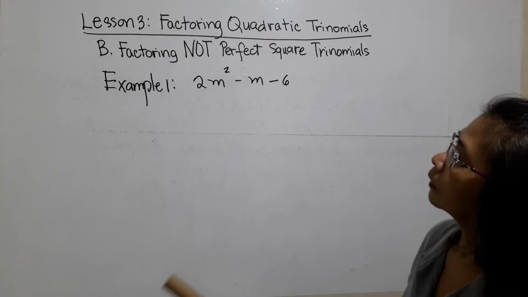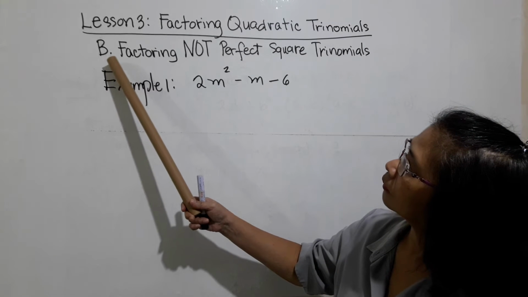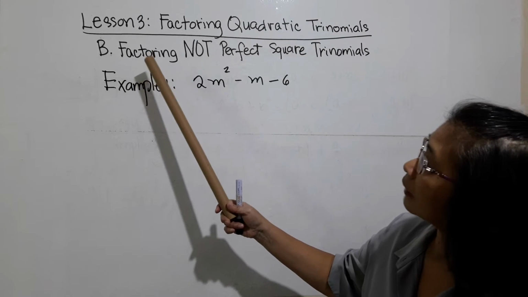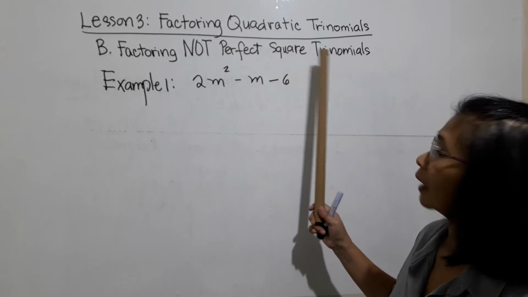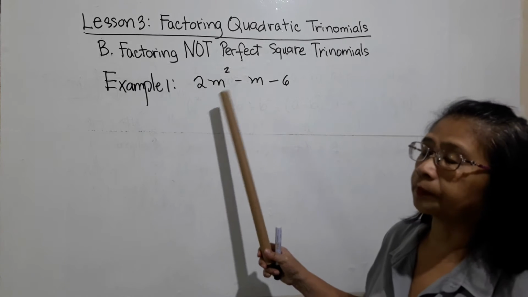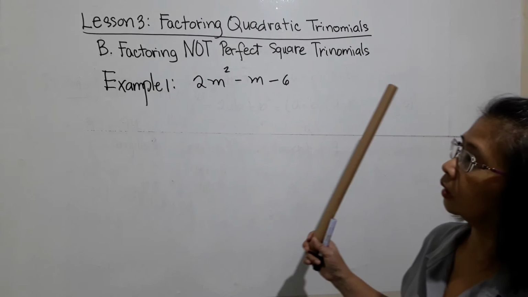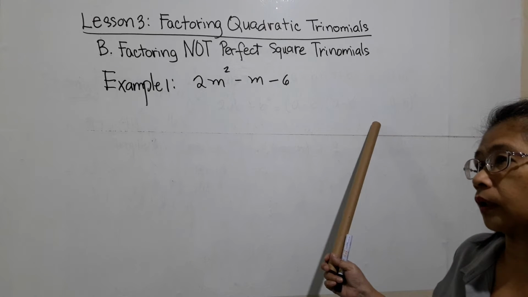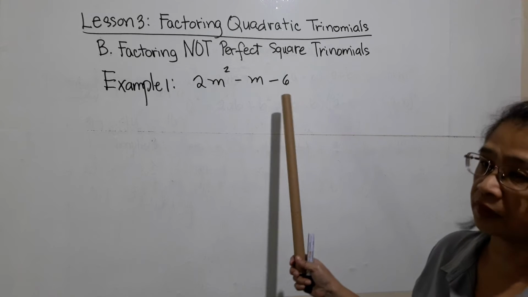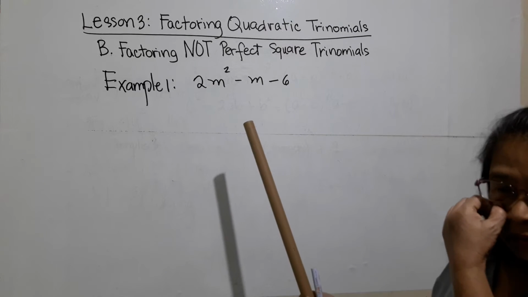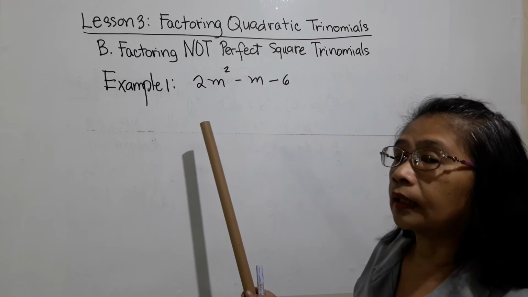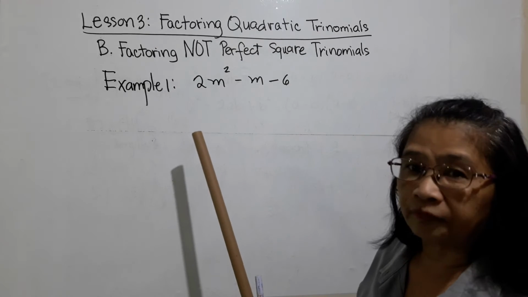Okay, let us have letter B, factoring quadratic trinomials. But this time, we are going to factor not perfect square trinomials. So it could be one term is a perfect square, or it could be the third term is a perfect square, or it could be both first and the third term are not perfect squares. So there will be no formula to follow, but we have to do trial and error in finding the factors.